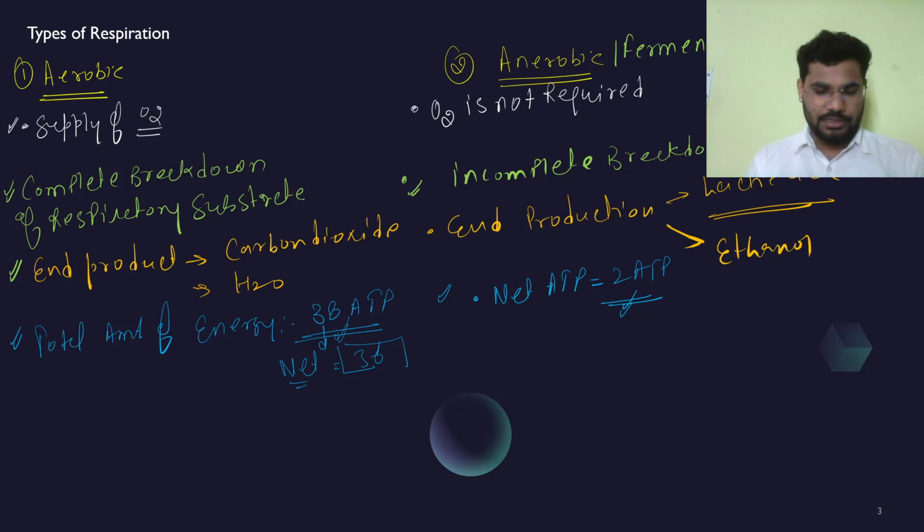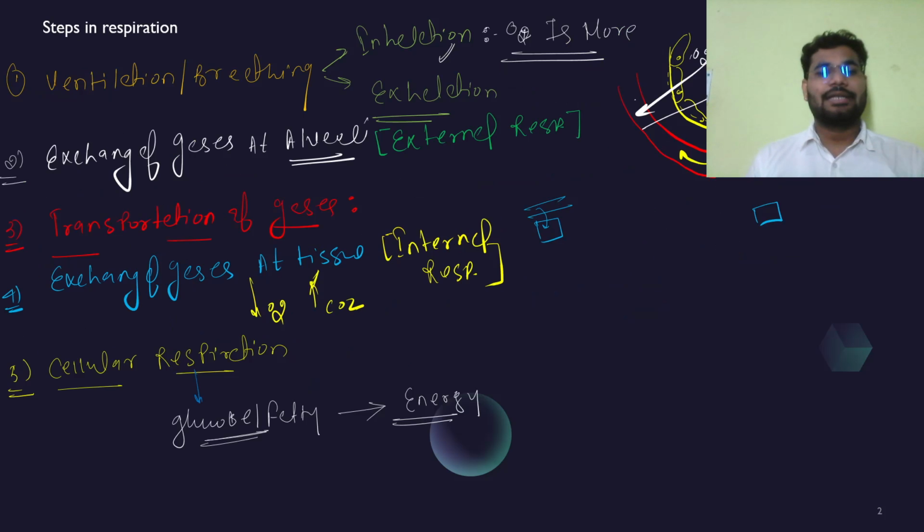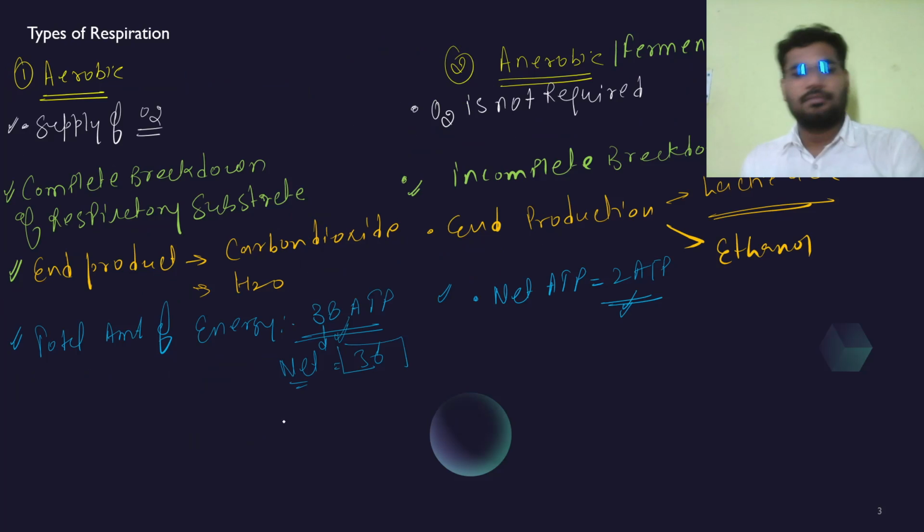Okay, this is important. Now let us try to understand what the different steps required in aerobic respiration are. Let us talk about these steps required in respiration, and after that we'll talk about organs for respiration. But let's now talk about the steps in aerobic respiration.